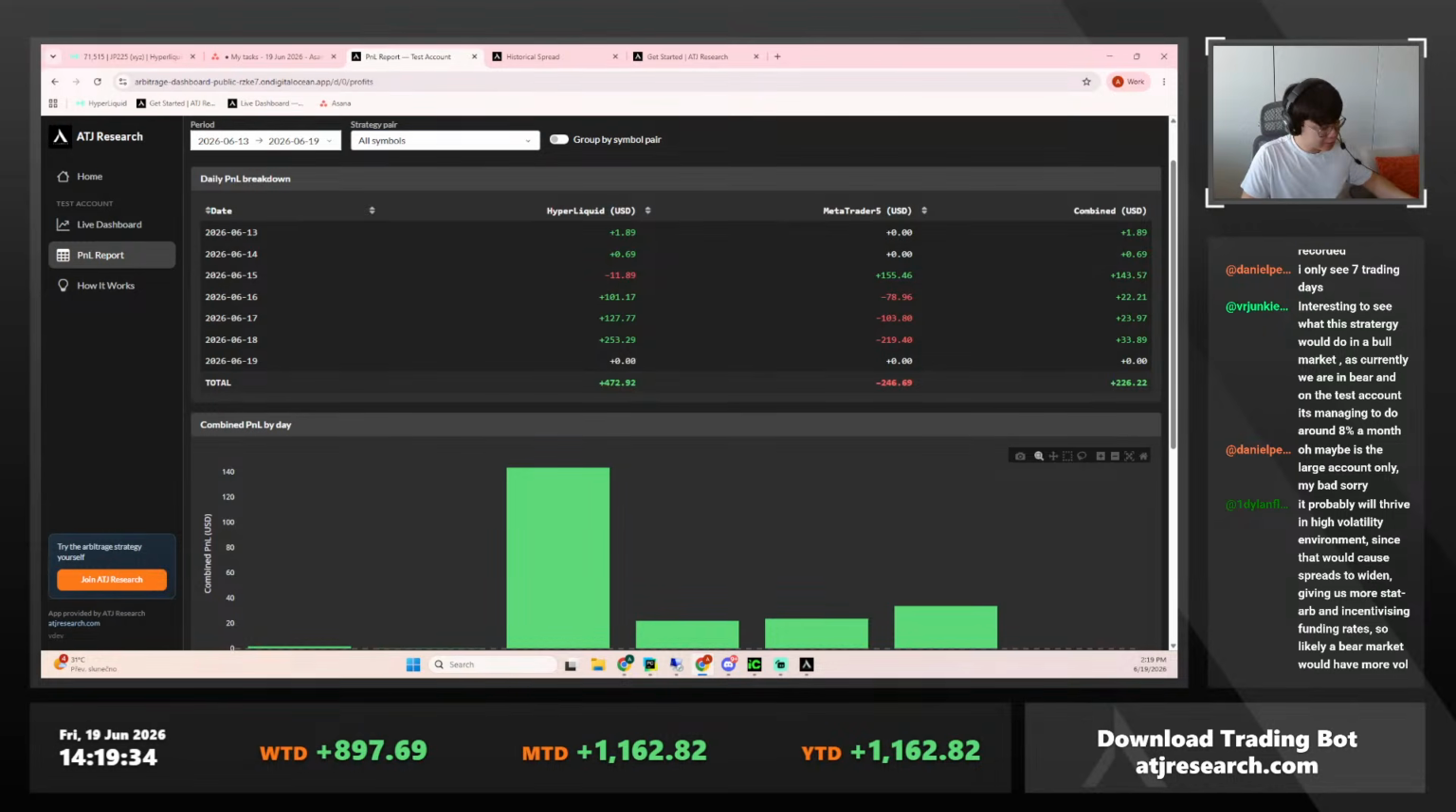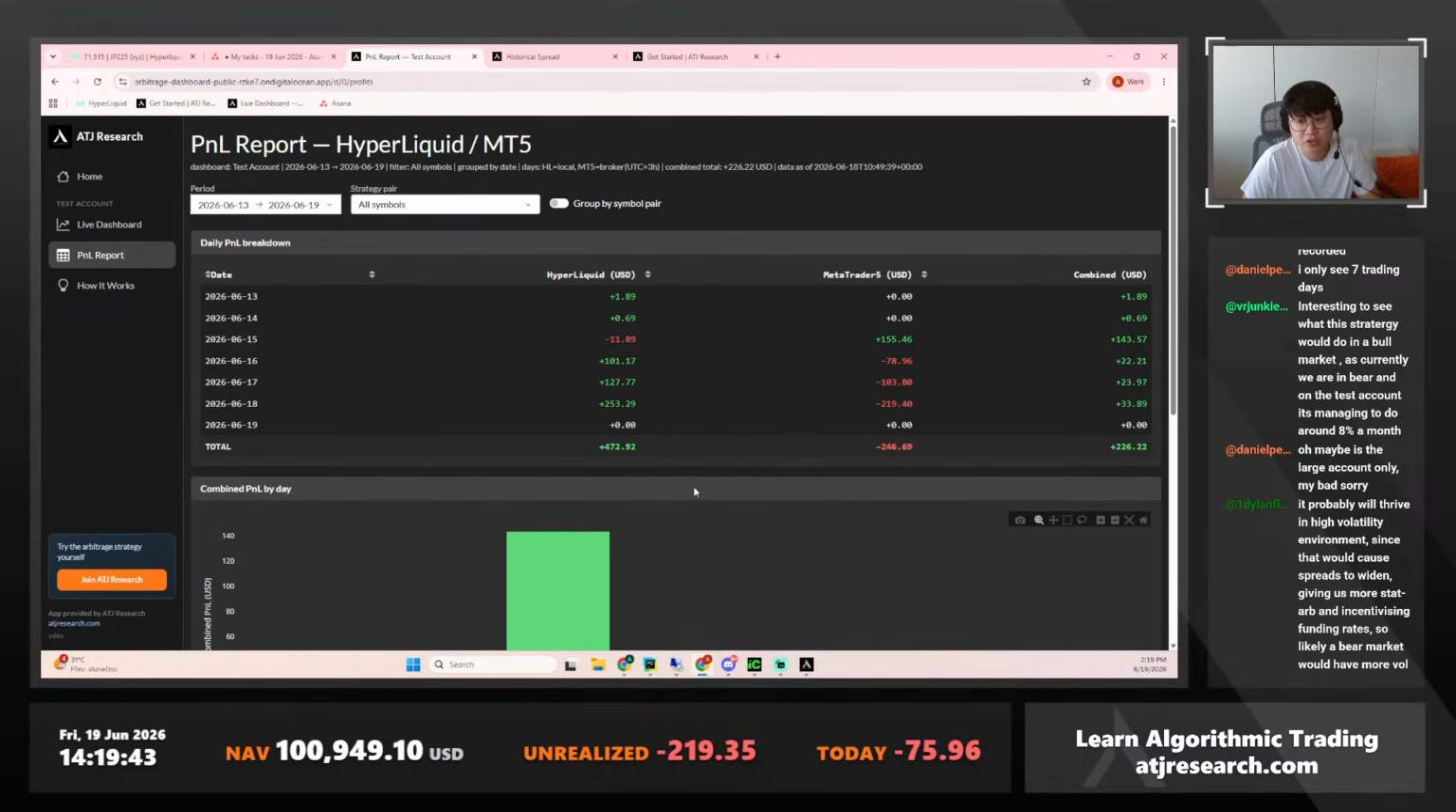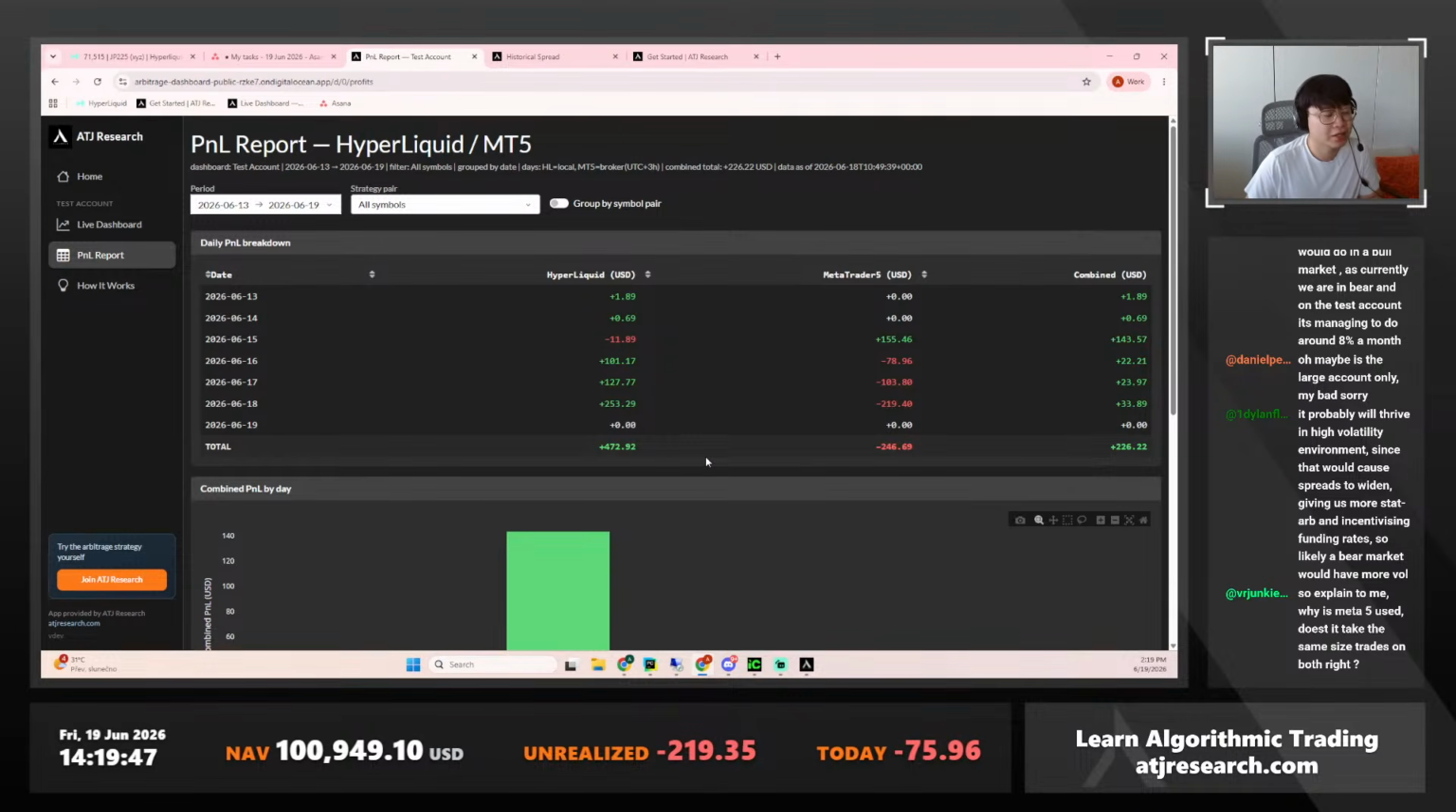Yes, correct. The last comment actually makes the most sense. I see that when volatility is high, I see more pricing discrepancies, and so the profits I would assume are much better during higher volatility. But we will have to see, based on the current market state, and yeah, that's it.